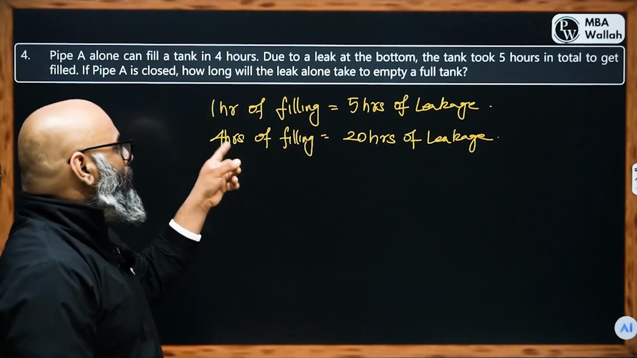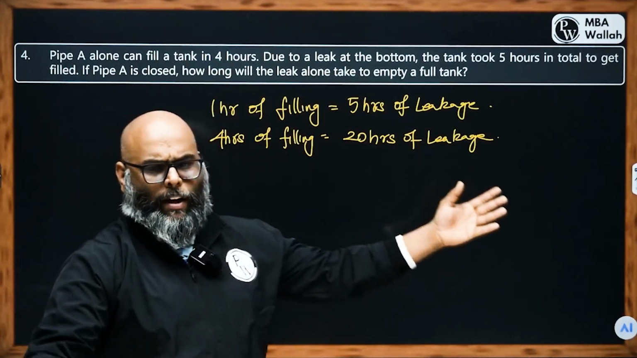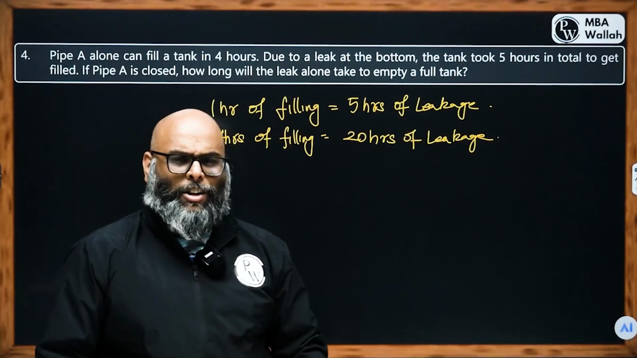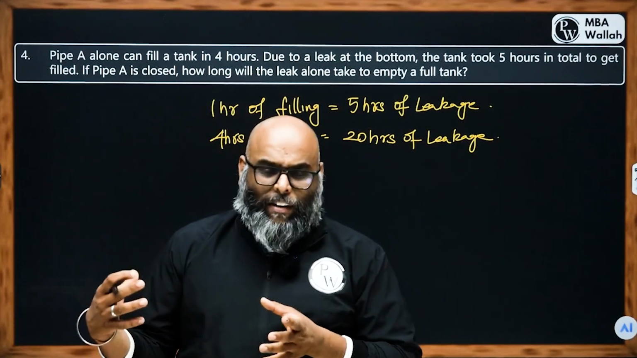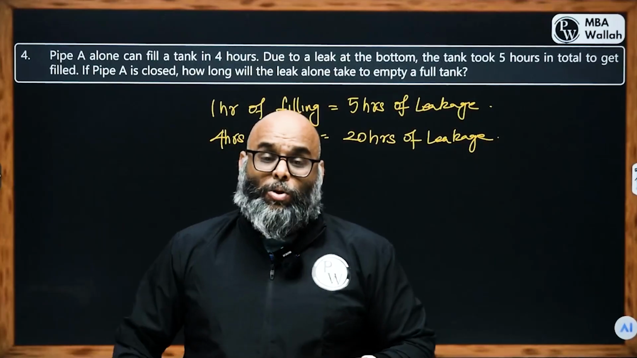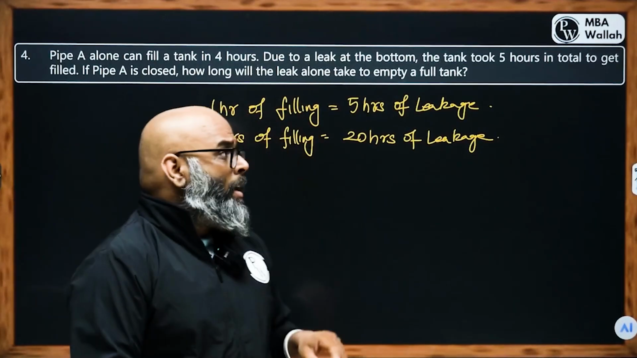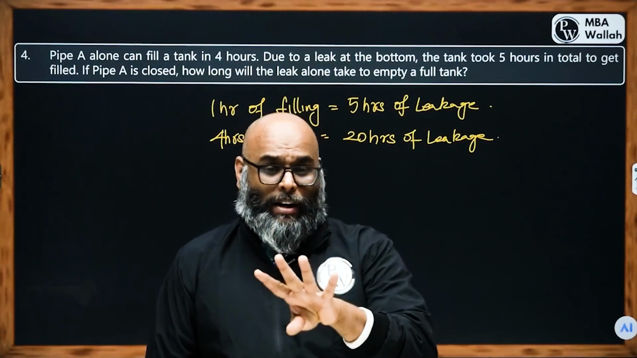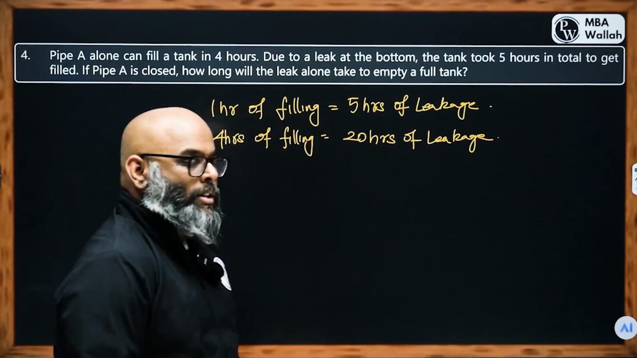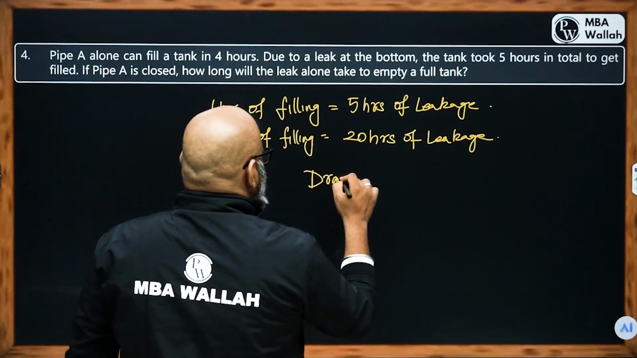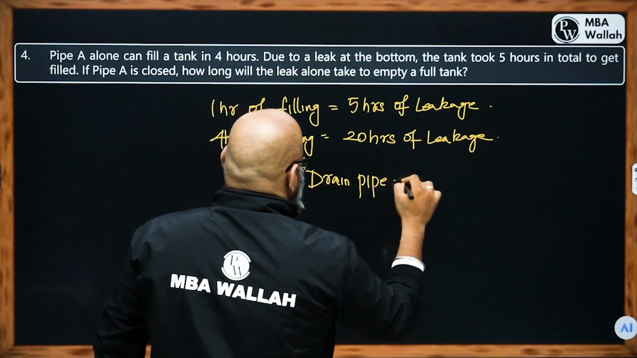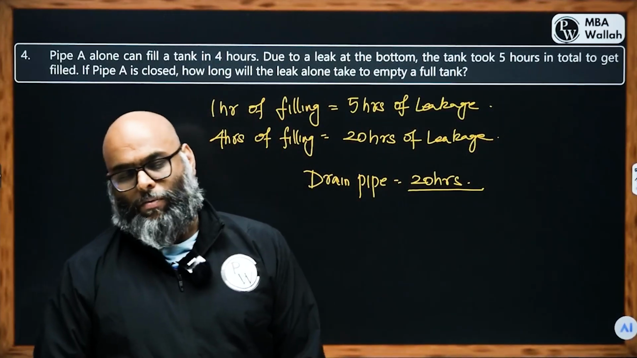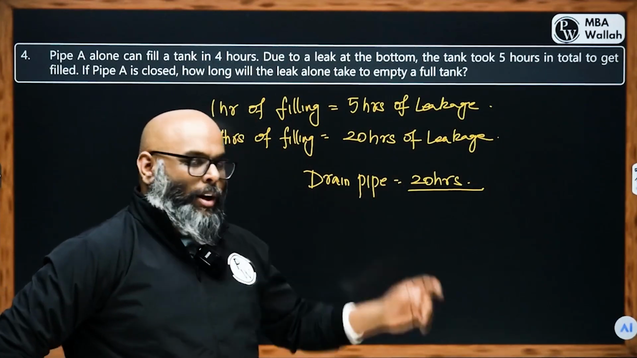Now, why am I equating it to 4 hours of filling? 1 hour of filling is 5 hours of leakage, we understand that. But what do you mean by 4 hours of filling is 20 hours of leakage? Why 4 hours of filling? The 4 hours of filling is the capacity of your tank. So whatever I can fill in 4 hours can be leaked out in 20 hours. Or a full tank will be filled in 4 hours and that can be drained in 20 hours. So the drain pipe, the leakage, which mean one and the same, would take 20 hours.